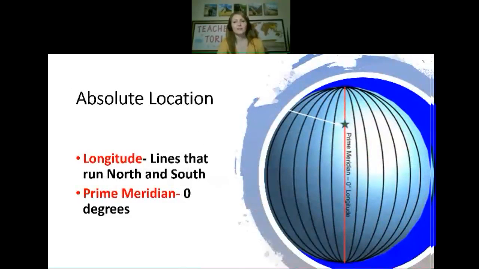Absolute location, like I said, it's the exact point in which you are on the planet. Now, when we are using absolute location, we usually give people a set of coordinates. These coordinates are lines of latitude and longitude, okay? I'm just going to preface this, it is a little bit confusing of a topic, so everyone needs to listen up because it's important and it's not easy.